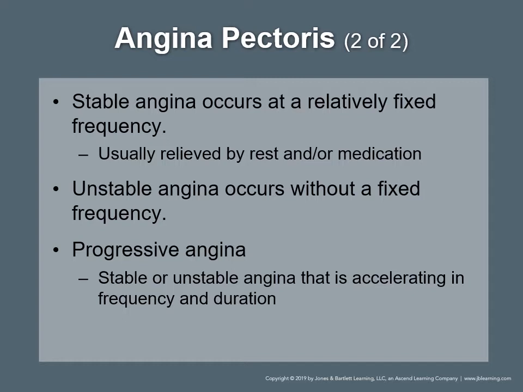A single episode may be a precursor to a myocardial infarction. Stable angina occurs at a relatively fixed frequency and is usually relieved by rest and/or medication. Unstable angina occurs without a fixed frequency and may or may not be relieved by rest and/or medication. Progressive angina is stable or unstable angina that is accelerating in frequency and duration.